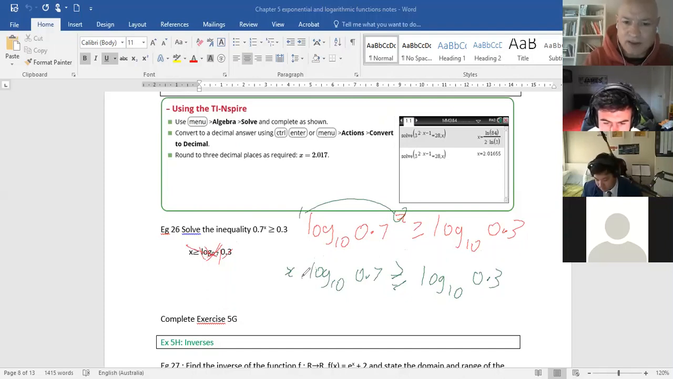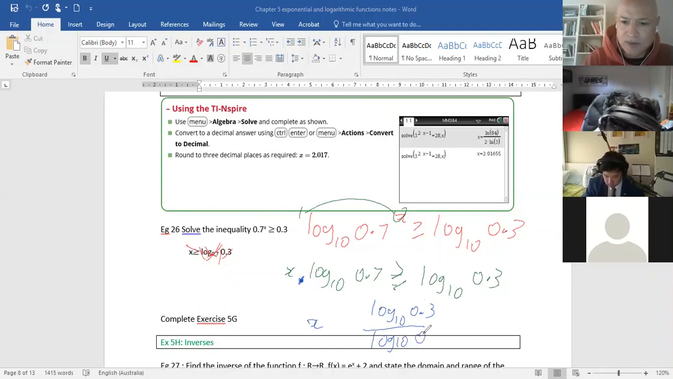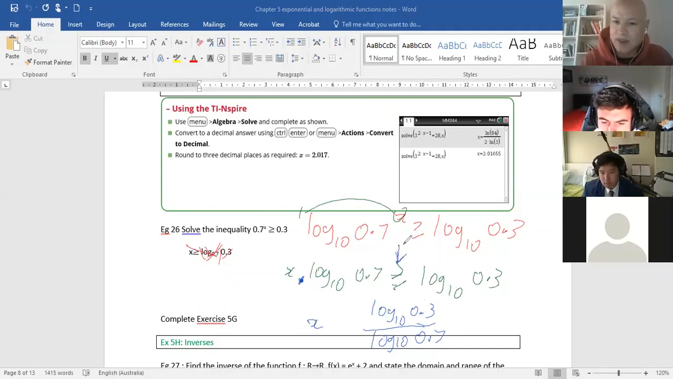And now, because that's a times between the two, I'm going to divide by log base 10 of 0.7. So x, I'm not going to put greater than or equal to just yet. Log base 10 of 0.3 divided by log base 10 of 0.7. What I really need to know is log 10 of 0.7, is that a negative number or a positive number? Because if it's a negative number, then this has to change direction. So I need my calculator. Pretty sure it's a negative number, but I'm going to double check it.